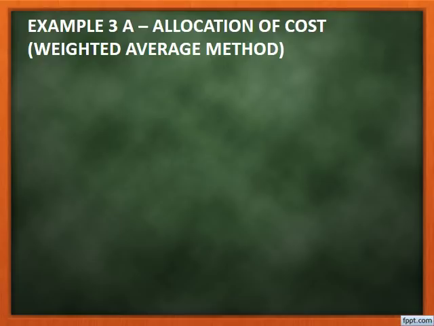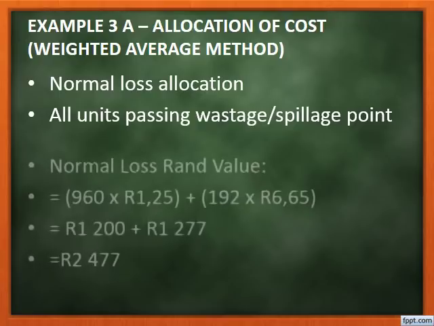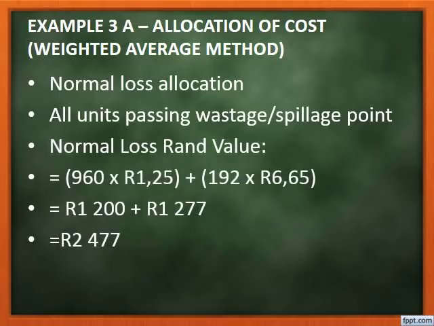The next step is to allocate costs to inventory types. The first step is to establish the normal loss Rand value and allocate the normal loss Rand value to the finished goods and to closing work in progress only if closing work in progress has passed the spillage or wastage point. The Rand value of normal losses are allocated to all units passing the wastage or spillage point. Calculate by multiplying the normal loss units in the direct raw material column and the conversion column from the quantity statement to the respective equivalent costs per unit.